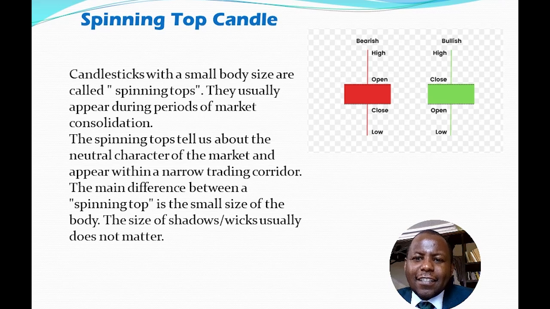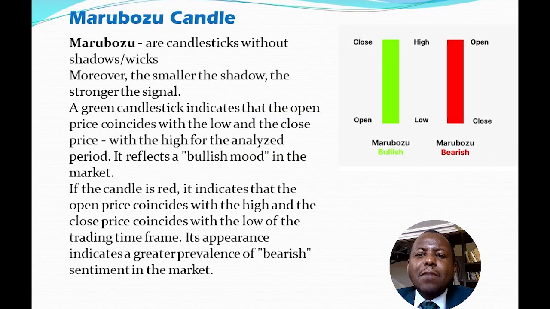It tells us something about that particular market. It can be bearish or bullish, as we have seen. We can move on to the next one there. It's called the Marubozu candle. These are candlesticks without shadows and wicks. You can see they are just solid. Moreover, the smaller the shadow, the stronger the signal. So there's a signal it gives when you see that small wick or that small shadow. That small wick will mean something.